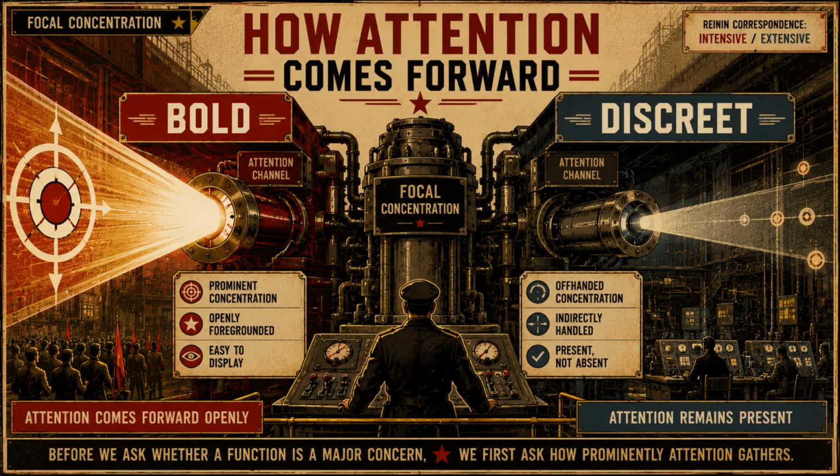The practical difference between bold and discrete is not whether a function exists in awareness. Both are part of the type's functioning. The difference is how attention comes forward. A bold function is easier to place at the front of the presentation. The type can more readily speak from it, display it, and use it as an obvious point of focus. A discrete function is handled more indirectly. It may still be used, it may still inform what the type is doing, but it is less likely to become the visible center of attention.